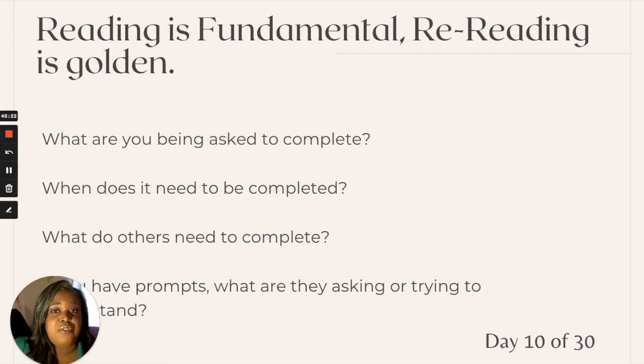Do you need to complete the front and the back? So what are you actually being asked to do? When does it need to be completed?